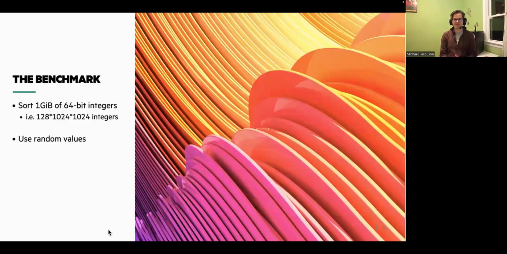Okay, so what's the benchmark? The benchmark is to take 1 GB of memory, that is, how much would fit in a 1 GB RAM stick, of 64-bit integers. This turns out to be 128 times 1024 times 1024 integers. That's the amount of integers we're going to sort. We're going to initialize them all with random values, and then we're just going to sort it and see what happens.